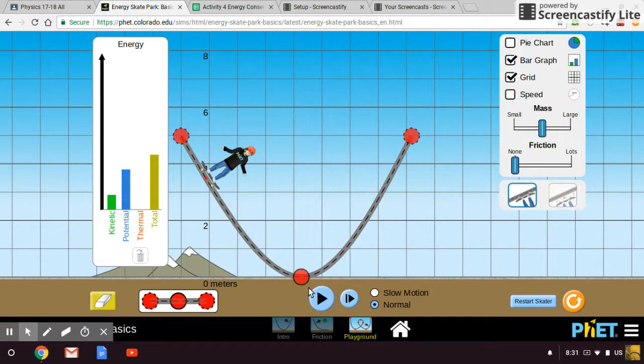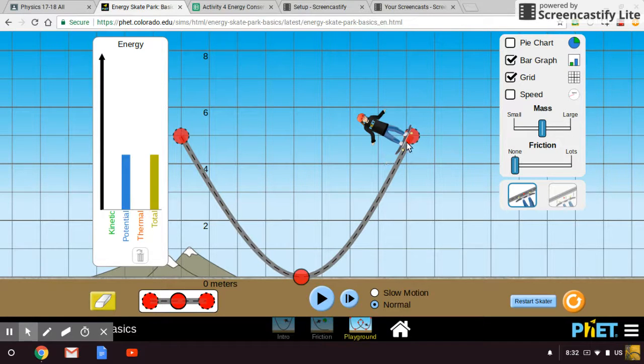Once she reaches the very bottom of the ramp, potential is going to be zero because she's at zero height. All 100 joules is dedicated to kinetic. That makes sense because she's at her fastest speed at the very bottom. Then as she starts heading back up, her height starts increasing, so kinetic starts to become potential again. Likewise, on a ramp like that, you start to slow down because of gravity, so kinetic starts to decrease.